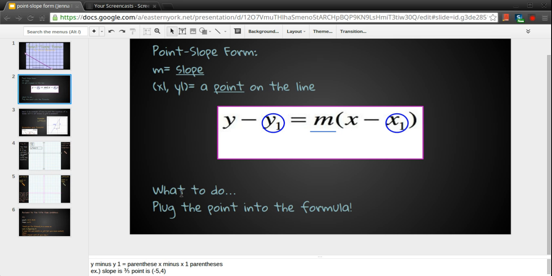Some people ask, what do I do? You plug the point into the formula. So say our point is 5, 3. It's backwards because the x is at the end. So 5 would go right here, and the 3 would go where the y is, because our ordered pairs go x, y, but the formula goes y, x. And then the slope, you plug it into where the m is.